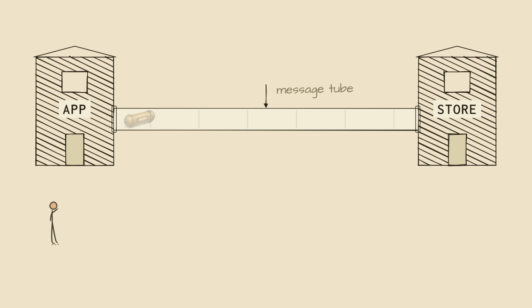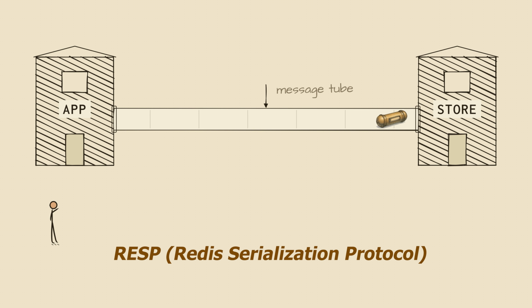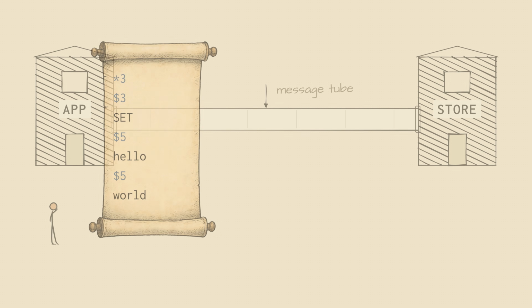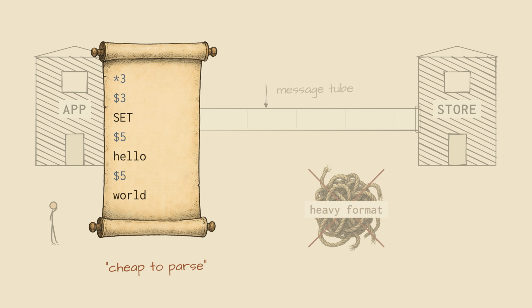Quick but important detour. How do you even talk to this thing? Redis uses a deliberately simple, human-readable protocol. It's plain enough to read with your own eyes, and it's extremely cheap for a computer to parse. No heavy formats, no wasted effort. That keeps the server side fast.